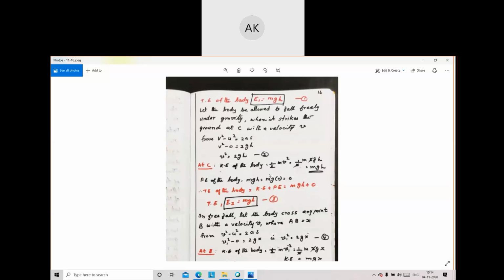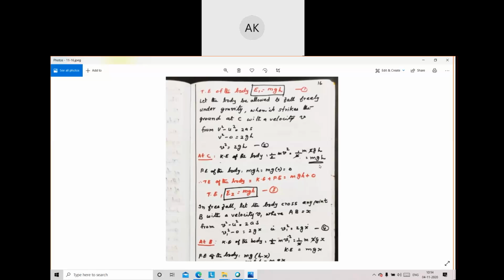That v square we put in the kinetic energy expression. Kinetic energy equal to half m v square. Just before it hits the ground, the square of velocity is 2gh. So we substitute: half into m into 2gh. The 2 and 2 get cancelled, and we get mgh. So the kinetic energy of the body just before it hits the ground is mgh.